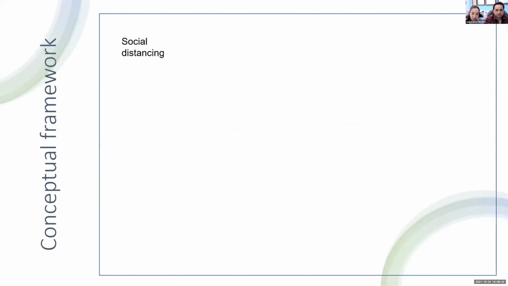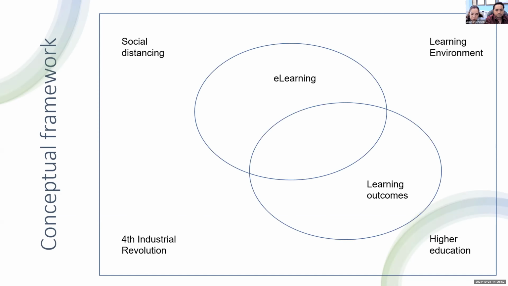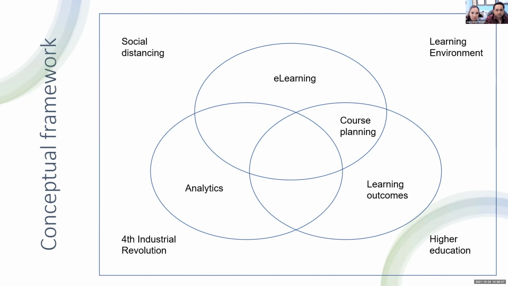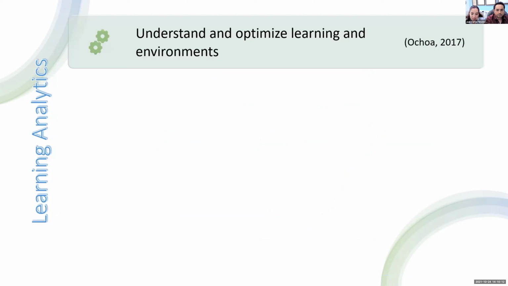Social distance, learning environments, higher education, and the fourth industrial revolution frame e-learning, learning outcomes, and analytics, crossing this course planning to the e-learning context. Learning paths and learning analytics emerge. These are the identified alternatives to validate the learning path of the case study. According to Ochoa, learning analytics allows us to understand and optimize learning and its environments.